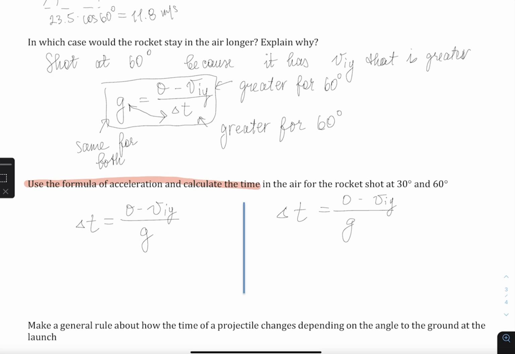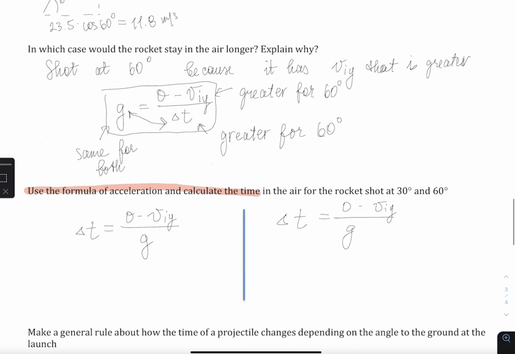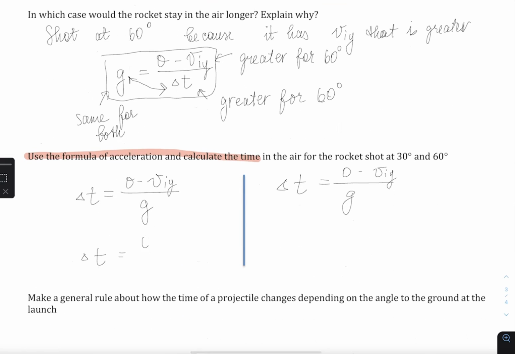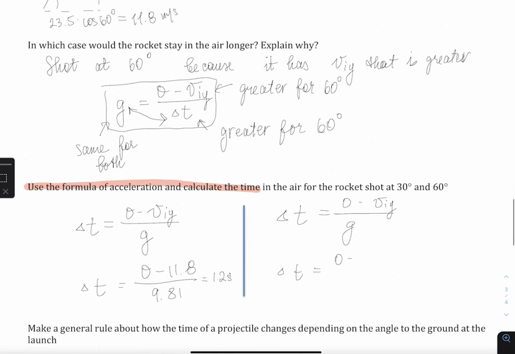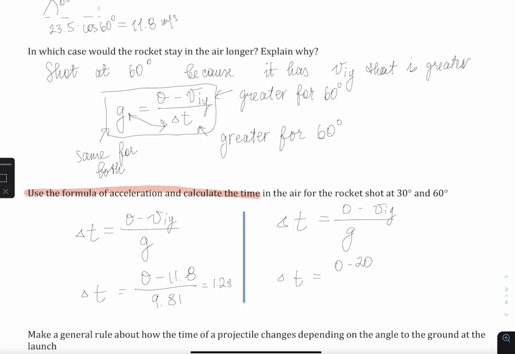So if I'm looking for 30 degrees, the one for 30 was 11.8. So change in t here is going to be 0 minus 11.8 over 9.81. That gets 11.8 over 9.81, 1.2 seconds. And this change in t is going to be 0 minus, I believe it was, 20.4 over negative 9.81. And then gets us 20.4 over 9.81, 2.1 seconds. Now, be very careful.